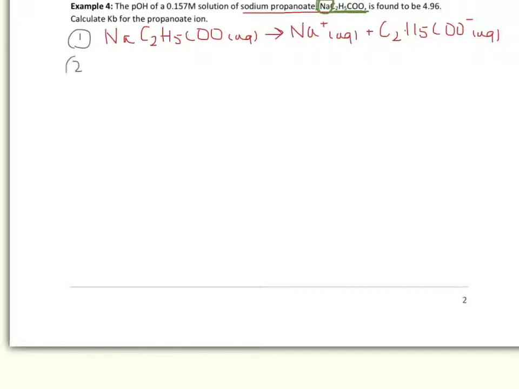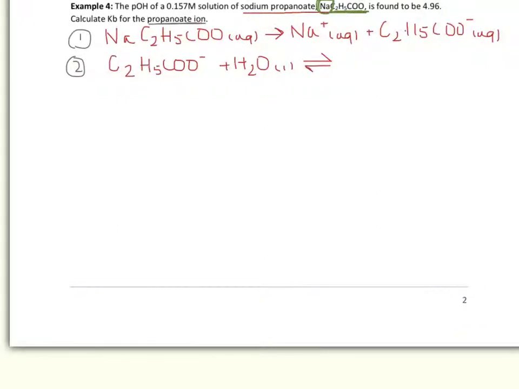So when we write out a Bronsted-Lowry acid-base reaction, we're actually going to use C2H5COO negative, which is the propanoate ion, which is why the question asks for us to calculate the Kb for the propanoate ion and not the Kb for sodium propanoate. The propanoate ion is weak, therefore we do need to react this with water. We need to have something there for the acid-base reaction. It is not strong, so we're going to use our equilibrium arrows.